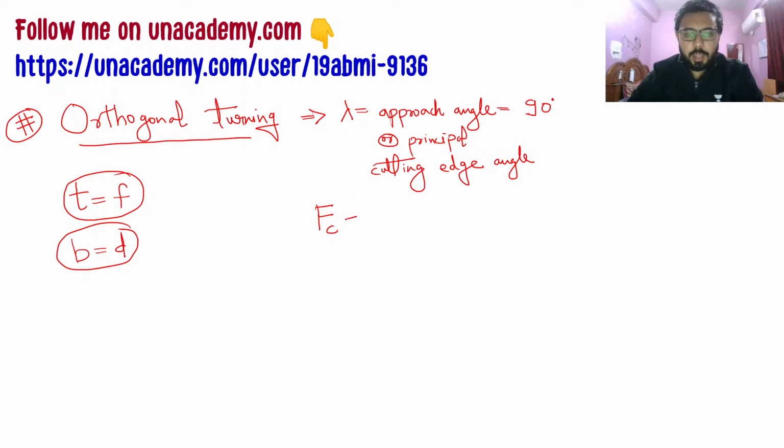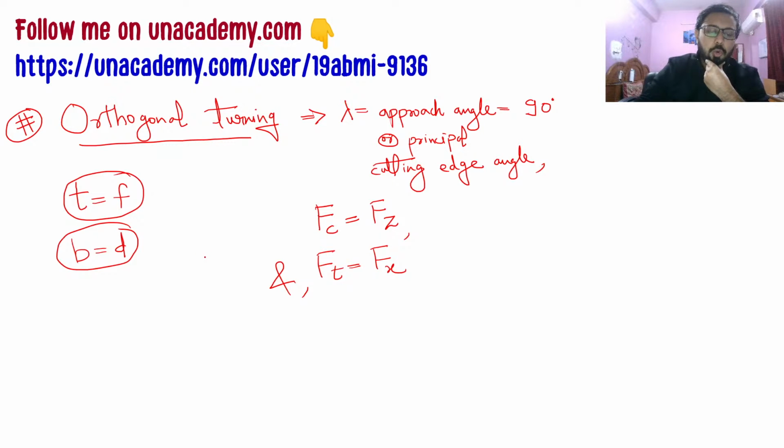And Fc will be equal to Fz, that is the tangential cutting force, and the thrust force will be equal to the axial cutting force. So you will get these two things here, and this whole thing is orthogonal turning. These are important things you have to remember, and also remember that i is equal to 0, the angle of inclination is equal to 0. That is also one relation that you have to remember. And let's now discuss the other things in turning.